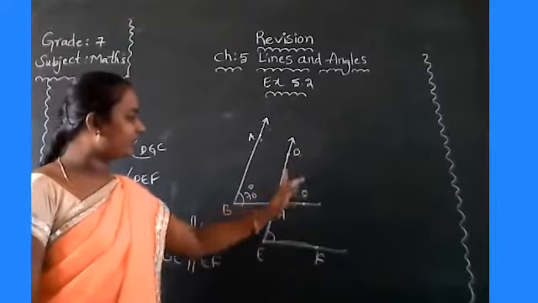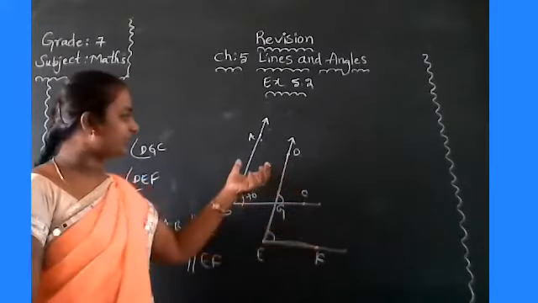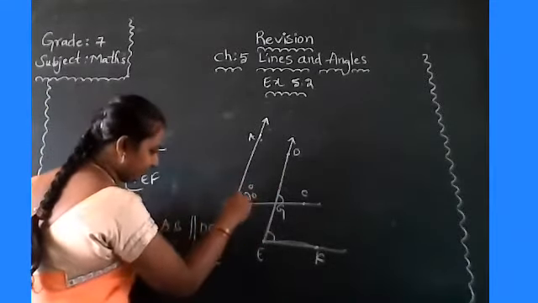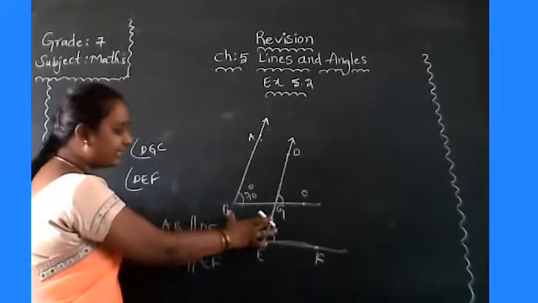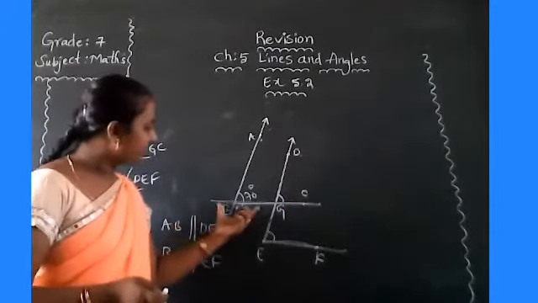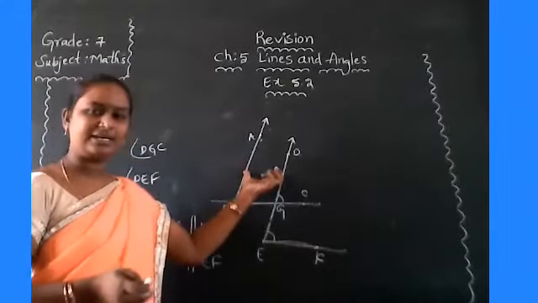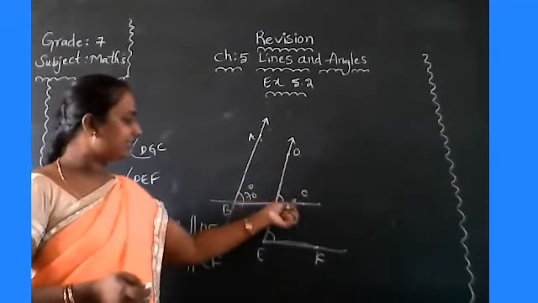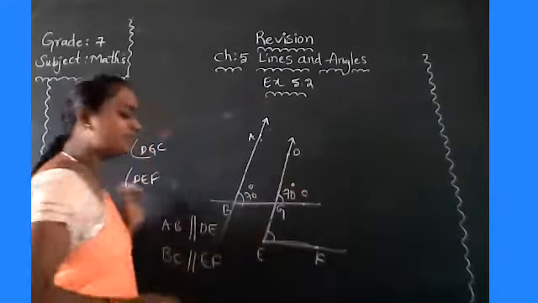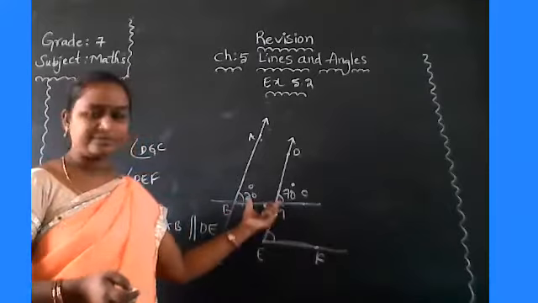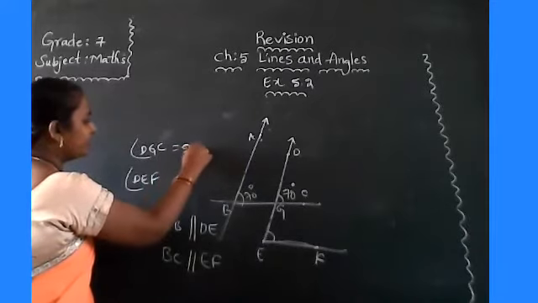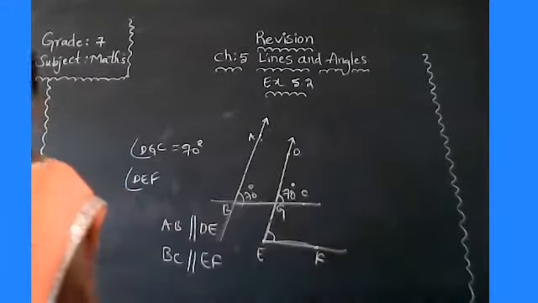Is this angle equal to angle DGC or not? Yes. Why? Because these are the two parallel lines. If you observe, this is a transversal. If you extend this line, observe these are the two parallel lines, so this line you have to consider as a transversal. This transversal cuts the two parallel lines. So 70 degrees here, and this angle is also equal to 70 degrees. Why? Because corresponding angles are equal. So that's why angle DGC is equal to 70 degrees. Is it clear, children?